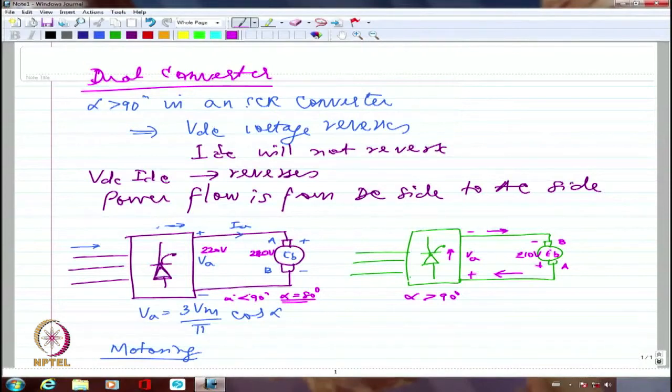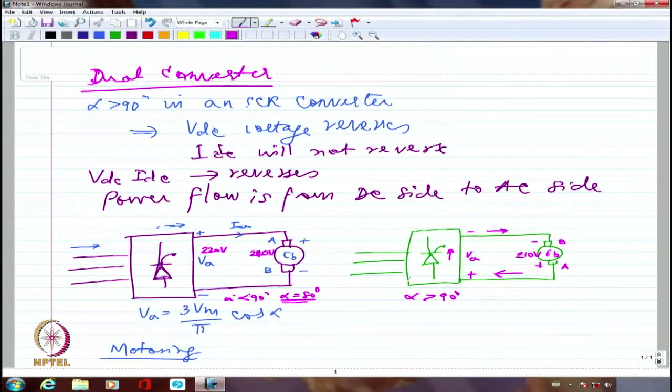So if I say alpha is less than 90, I would call that a rectifier, or line commutated converter working as a rectifier. Or if alpha is greater than 90, it will be a line commutated inverter. Okay. So in a line commutated inverter, you will need a sinusoid. The reference sinusoid has to be there. If the reference sinusoid is not there, you don't know at what alpha you are operating. So you should know that you are operating at an alpha which is greater than 90.